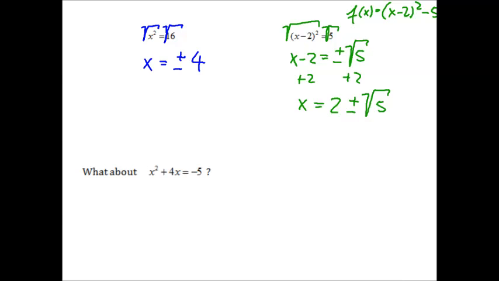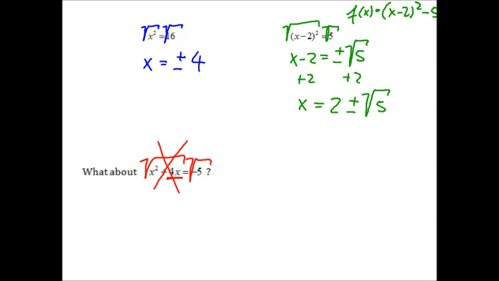Now, what about the equation x squared plus 4x is equal to negative 5? Here we have a linear x term, which means we can't just go ahead and square root both sides, because then we would have the square root of x somewhere, and that doesn't work. So we cannot use the same method we just used twice with this particular case, so we have to think of a new method.